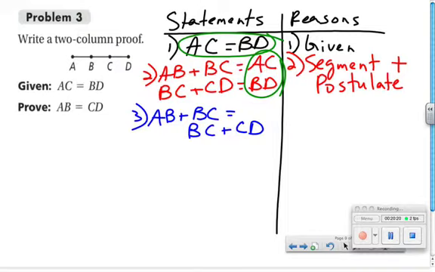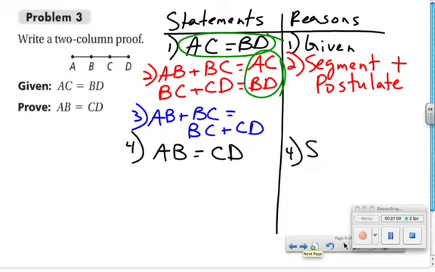And now look at where we are. Look at where we're trying to go, Haley. Would you have to combine like terms? You want to get rid of these BCs. This is just an equation where the BCs are being added on both sides, and she's saying I want to get rid of them. How can I mathematically get rid of the BCs in this equation? I can subtract them away, yes. So finally, AB equals CD because of the subtraction property.